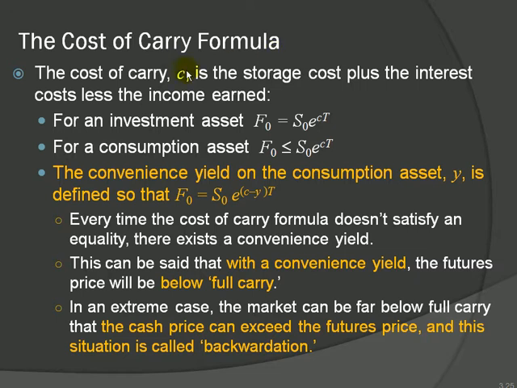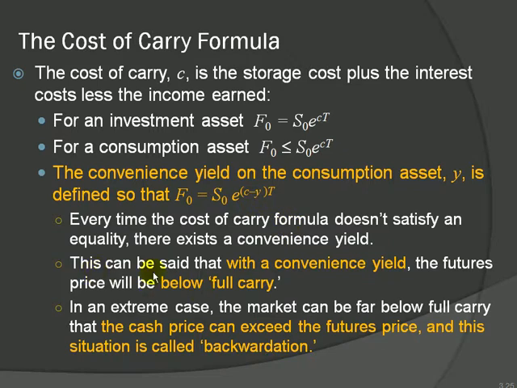Okay, we have been talking about the cost of carry formula, and we said for an investment asset this equality holds. For a consumption asset, inequality holds like this. And then we could make this inequality into equality by introducing the concept of convenience yield, y. So every time the cost of carry formula does not satisfy equality, then there exists convenience yield. Okay, convenience yield is nothing but something that makes this inequality into this type of equality.